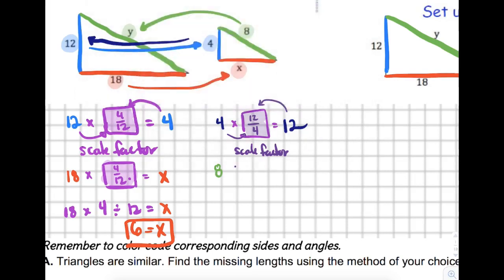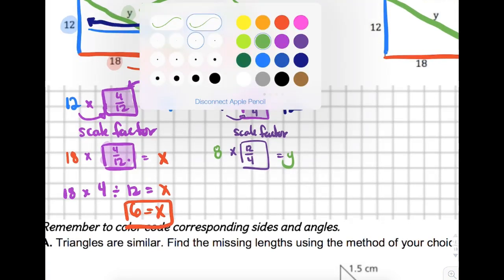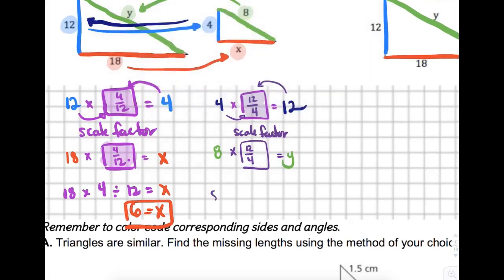8 times 12 over 4. 12 over 4 is my mystery number that we figured out. And that's going to equal the value of our y. Now you could just do 8 times 3, which is fine. Or your other option is to write it out in longhand. If you want to make sure, 8 times 12 divided by 4 equals the value of y.